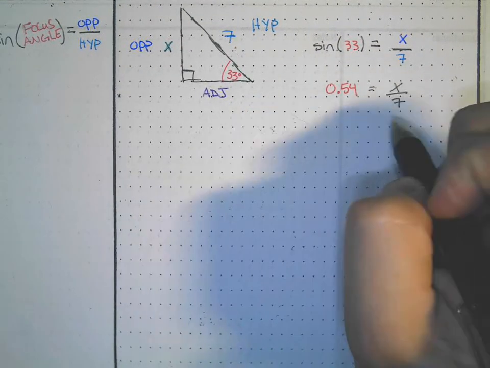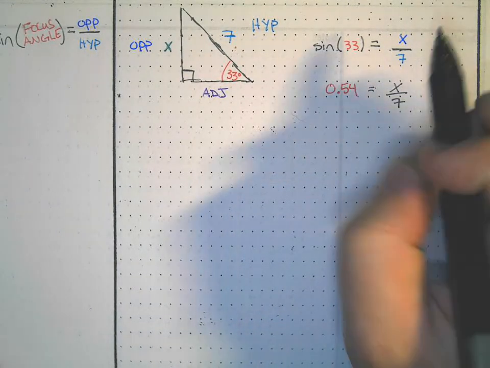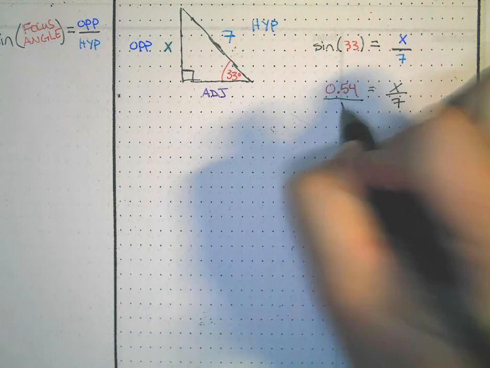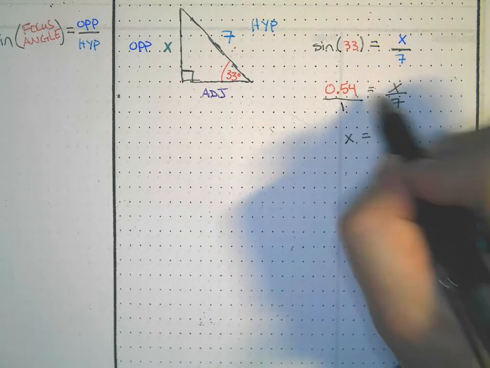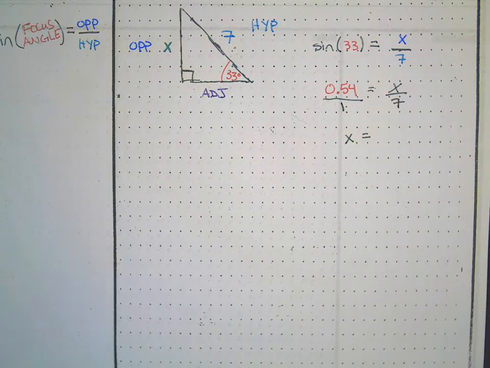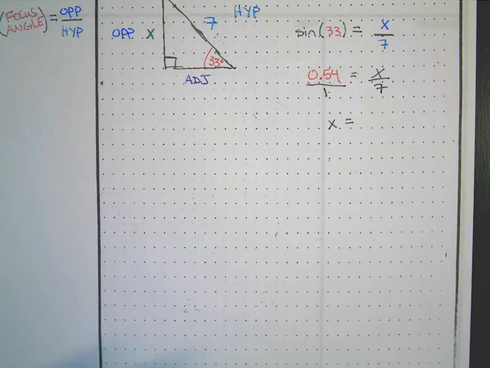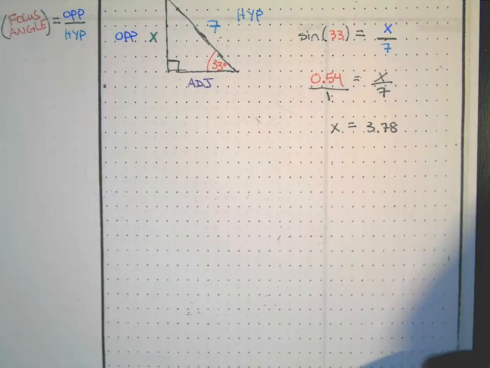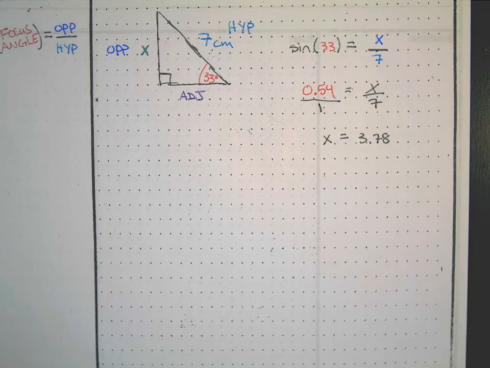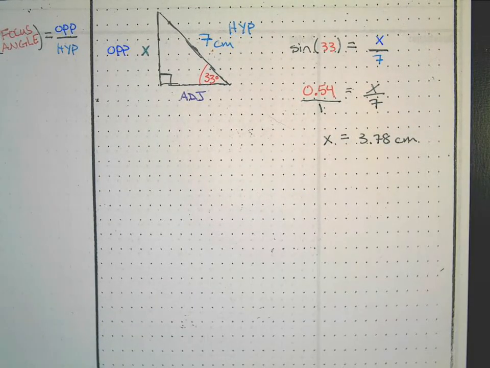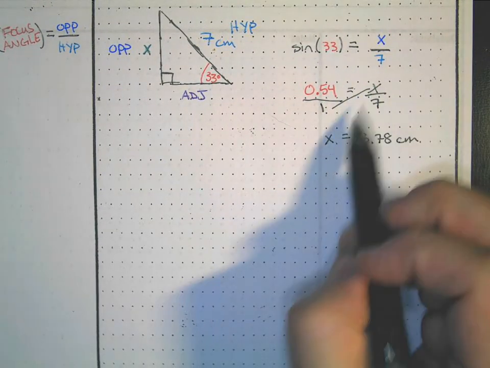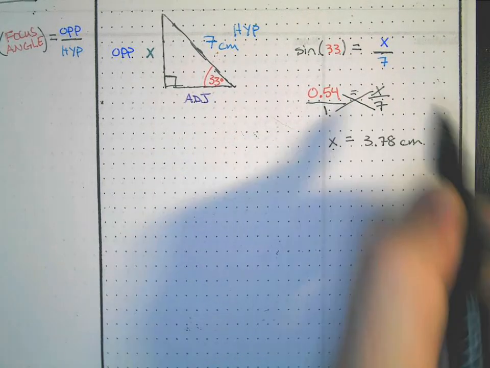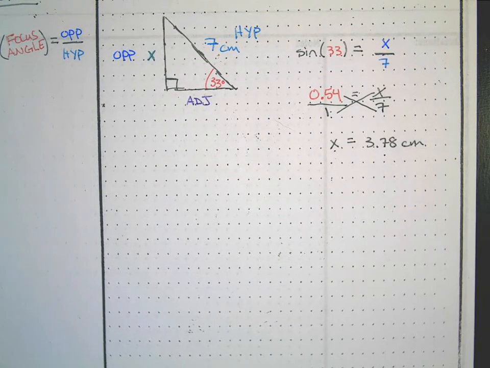Now what we can do is we set up our proportion and cross multiply and solve. So I'm going to go over 1, and I'll cross multiply and then solve for x. So 1 times x is x equals, and I do 7 times 0.54. I get 3.78, like that. Let's give this some units. We'll call this centimeters, so our final answer will be in centimeters. So we just cross multiplied to finish that up. 1 times x is x, and then 0.54 times 7 is 3.78.